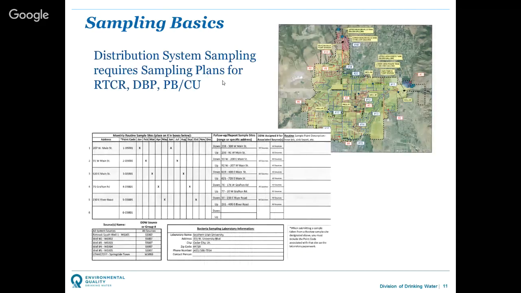This is basically a look at a sample site plan for a TCR system. You can kind of see what they have listed out here is an address for where they're sampling, the sample point code, and the month that they plan on sampling for that. Many, if not all, of you are extremely familiar now with sample site plans. If you don't have one, please get one.